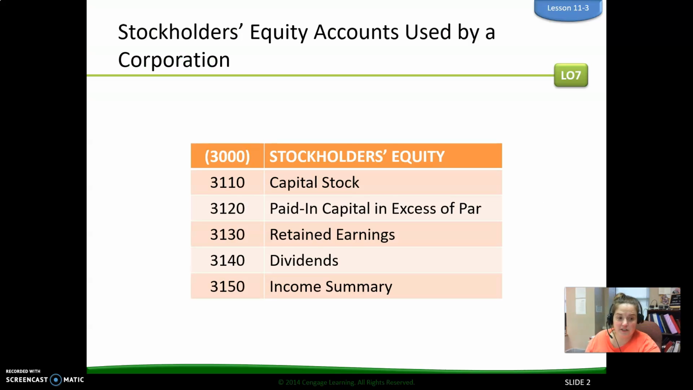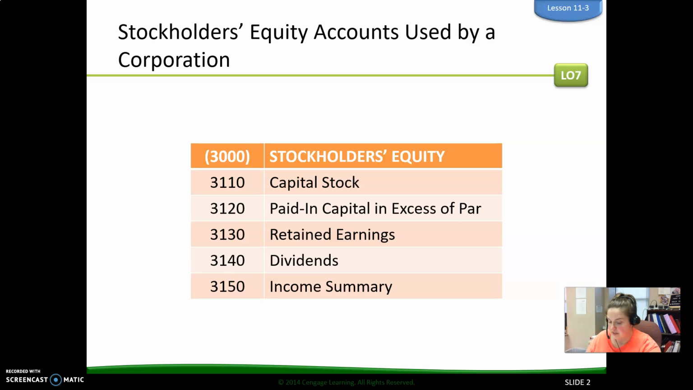So I'm on page 332 in your book, and I'm just going to read through this because this is important stuff and I don't want to miss anything. It says the owner's equity accounts for a corporation are listed under a major chart of accounts division titled Stockholders' Equity, and that's what you see up there on the board. There's the Stockholders' Equity section of the chart of accounts.